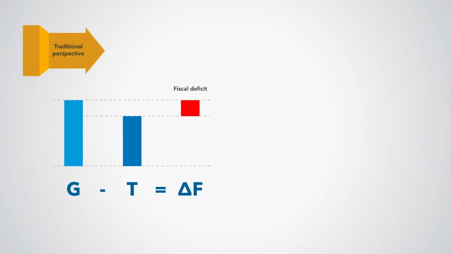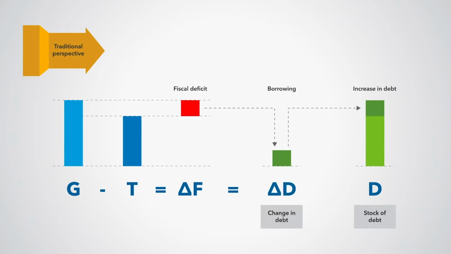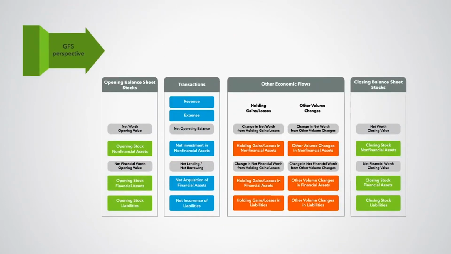Furthermore, the traditional model translates fiscal deficits directly into increases in government debt. Increased debt is equal to increased financing. G minus T equals delta F, which equals delta D. A fiscal deficit, G greater than T, means the government would need to borrow, adding to debt. This assumes that deficits are financed uniquely through debt liabilities. Again, the GFS framework instructs us otherwise, and its balancing items provide a better assessment of financing.